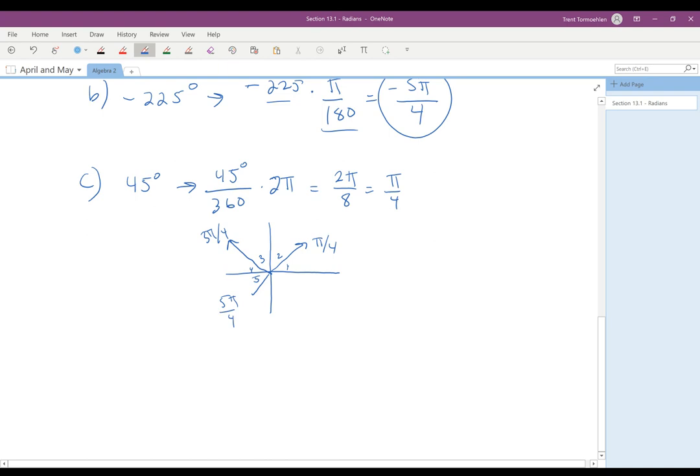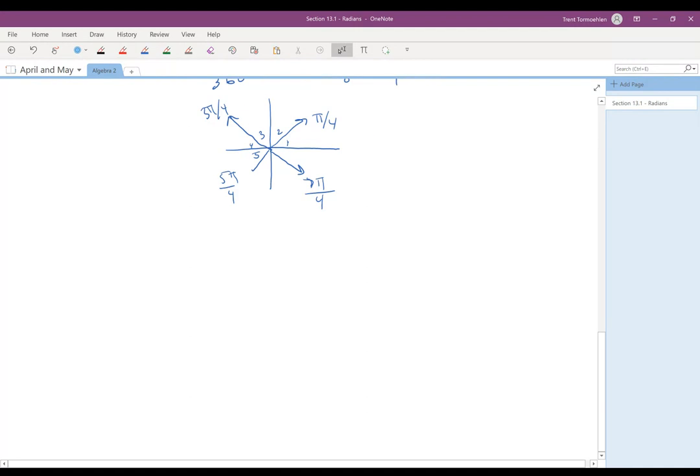And you start to see that each of these 45 degrees is just the next odd number times pi over 4. So 315 degrees is 7 pi over 4. 405 degrees is 9 pi over 4. 495 degrees is 11 pi over 4, and you keep adding pi over 4 each time. And then the same idea happens for 30 degrees.